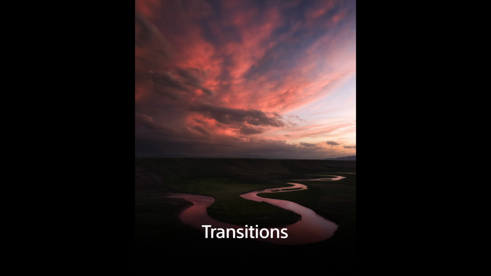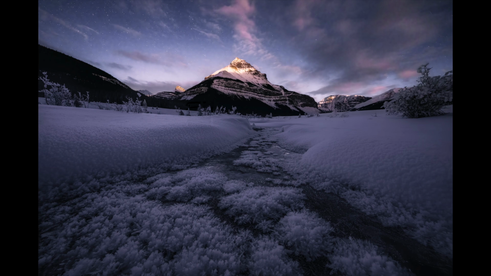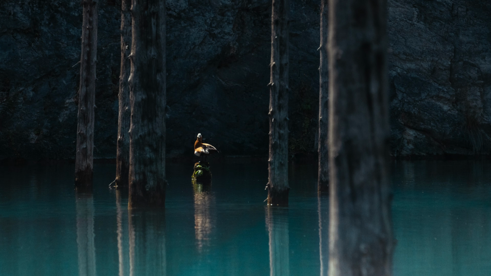Transitions are the elements within the scene that guide the viewer's eye, and they help to create a sense of three-dimensional space on a two-dimensional image. Natural transitions include high contrast to low contrast, dark to light, cool to warm, big to small, and out of focus to in focus. Let's look at an example together.